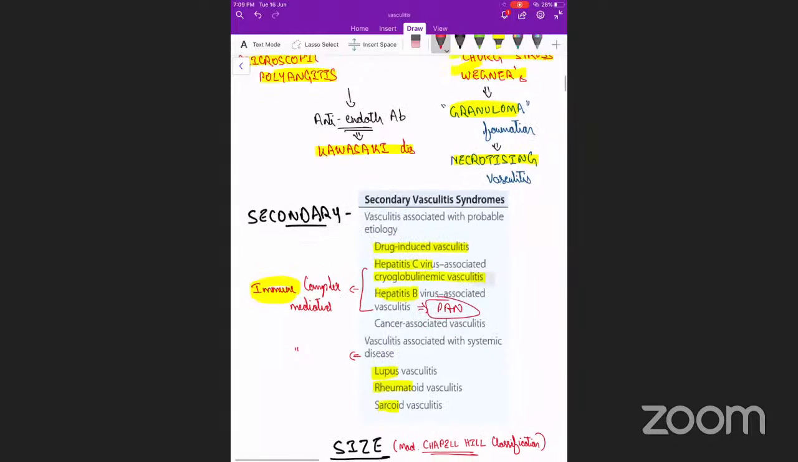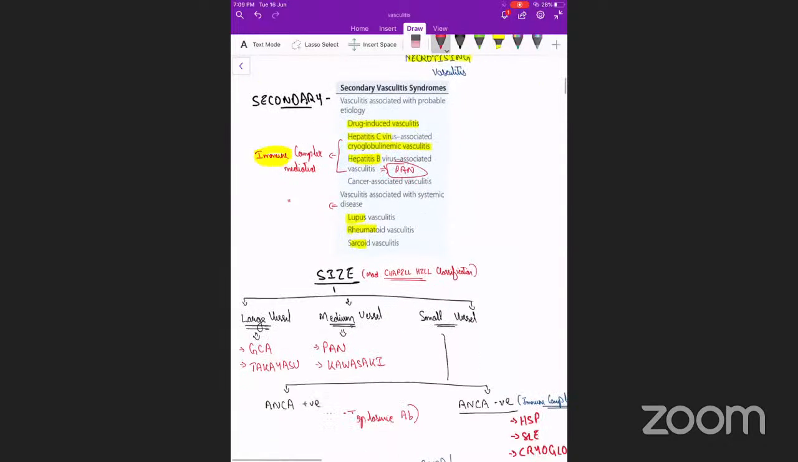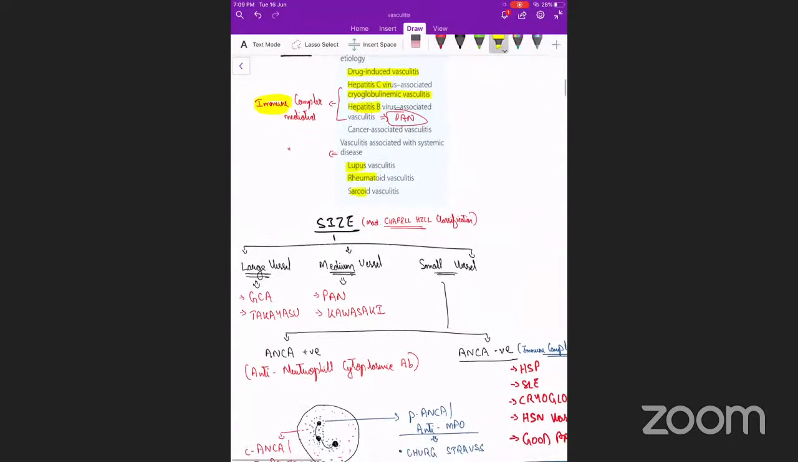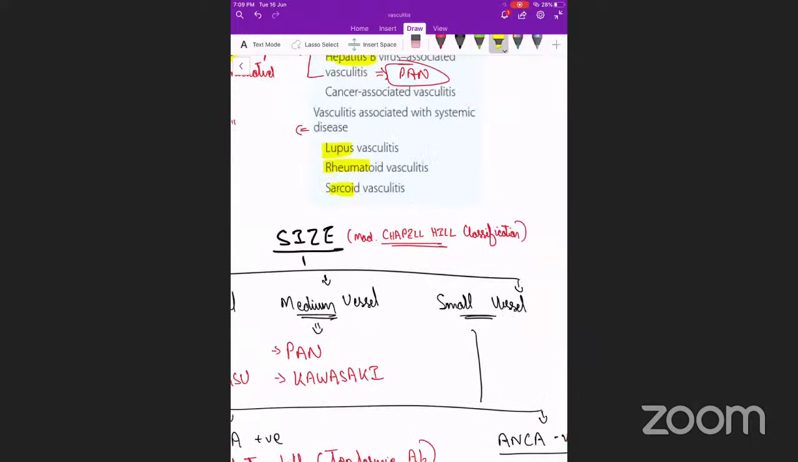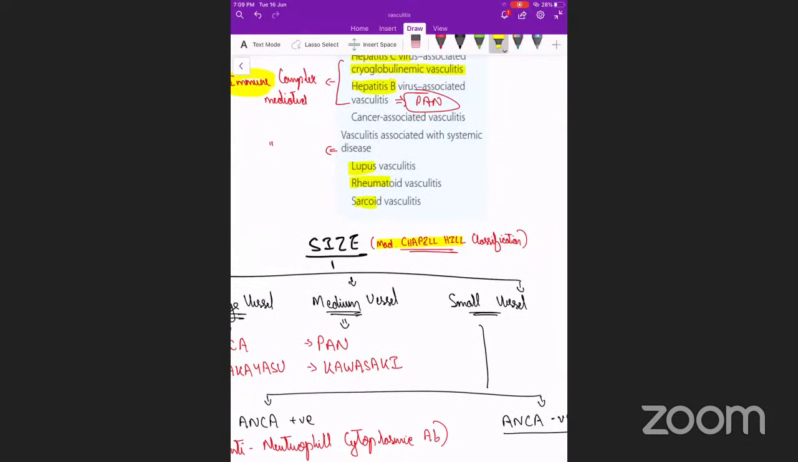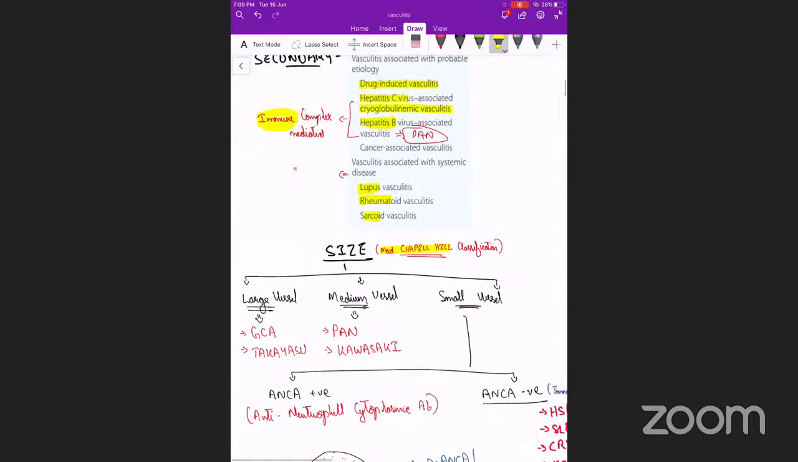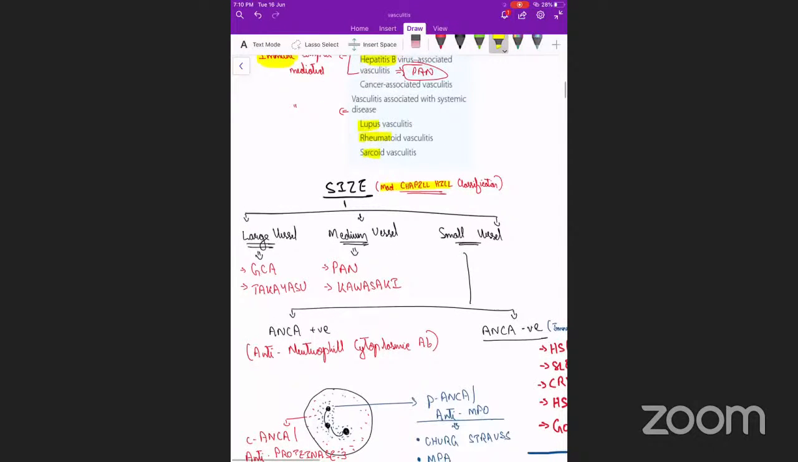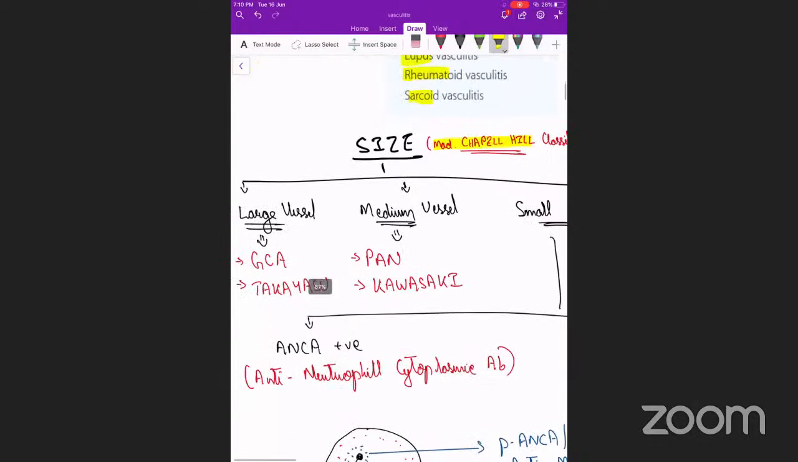Okay, so the next type of classification is based on the size of the vessel. Over here, what is important is the classification that is used. It is termed the modified Chapel Hill classification. But just remembering the classification is not of much use anymore in the current pattern of exams. They tend to go more towards the details of the classification. So let's see. One is large vessel vasculitis.